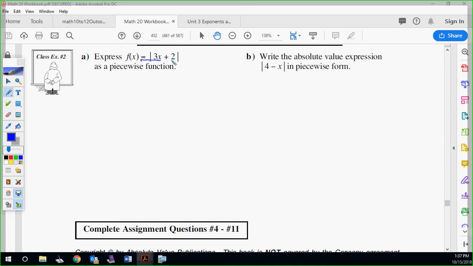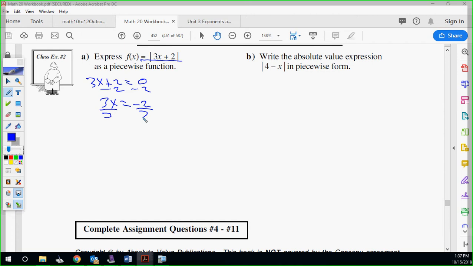Okay, so there's a piecewise function. You want to go 3x plus 2 equals 0. Minus 2, divide by 3. So it's negative 2/3.